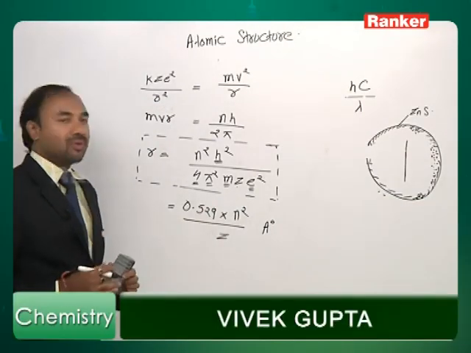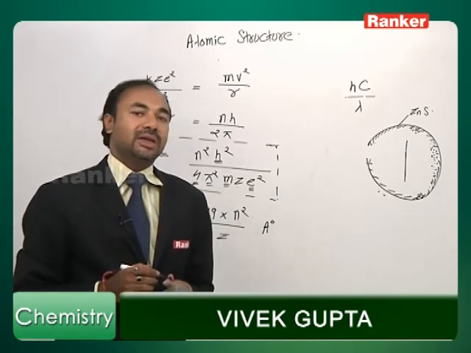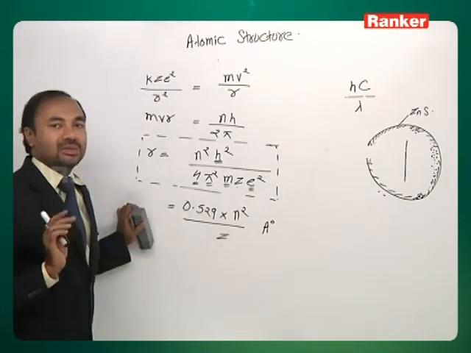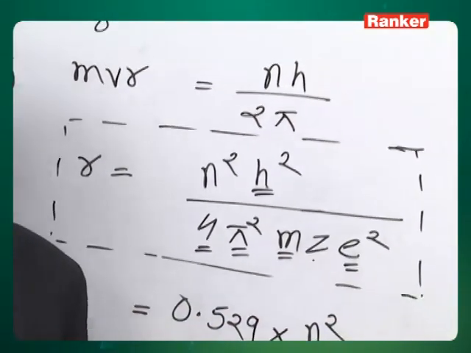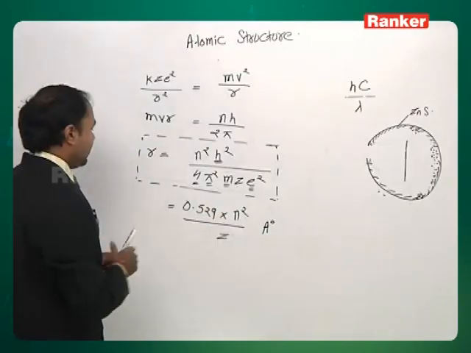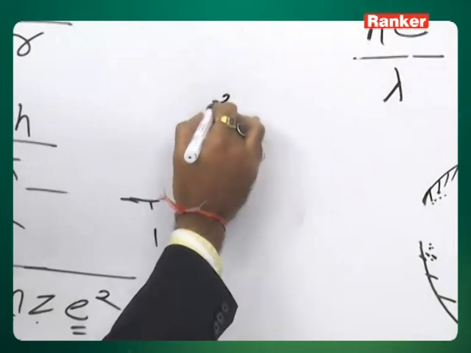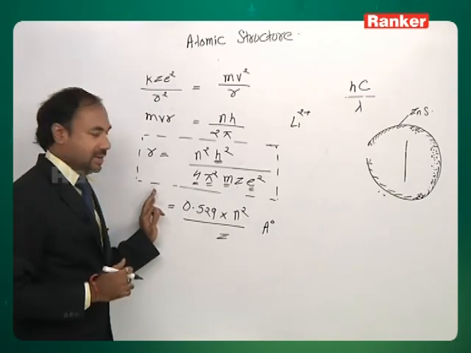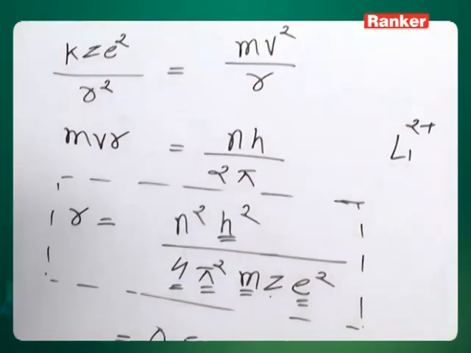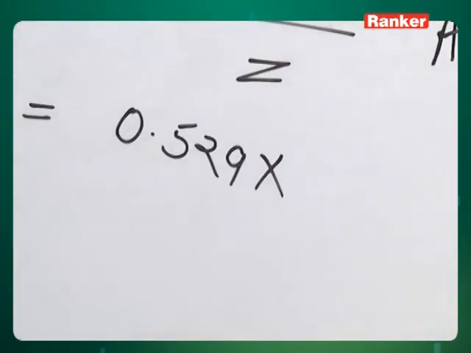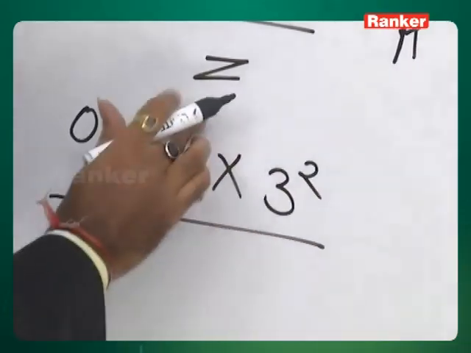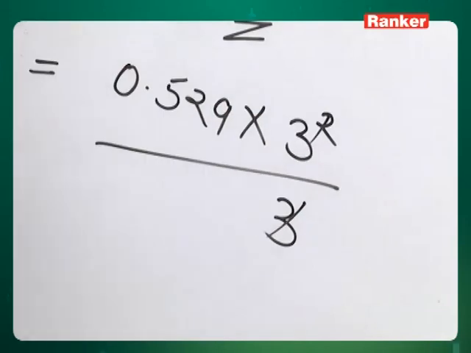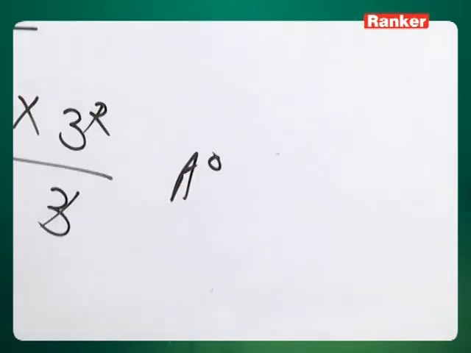Suppose we are given a question: calculate the radius of an electron present in the third shell of Li2+ ion. All these formulas are valid only for single-electron species, not for any other species. So we are going to calculate for the Li2+ ion, lithium 2 plus ion. What is the radius of the third orbit of the Li2+ ion? Simply we will use this formula, r equals 0.529. n is 3, so this becomes 3 square. Z for lithium, the atomic number of lithium, is again 3, so we put 3. If we solve this, this gets cancelled, and this will be the radius of the orbit of the lithium ion in the third shell.